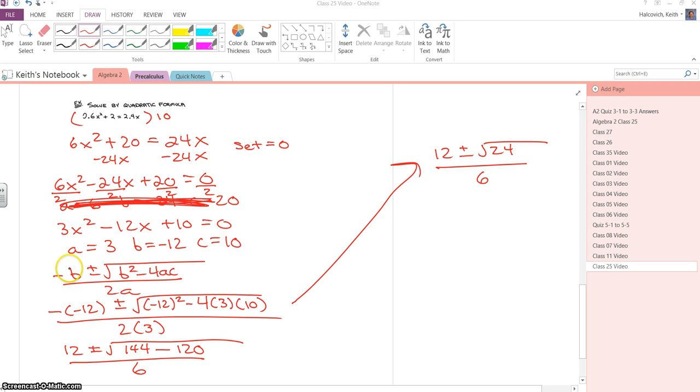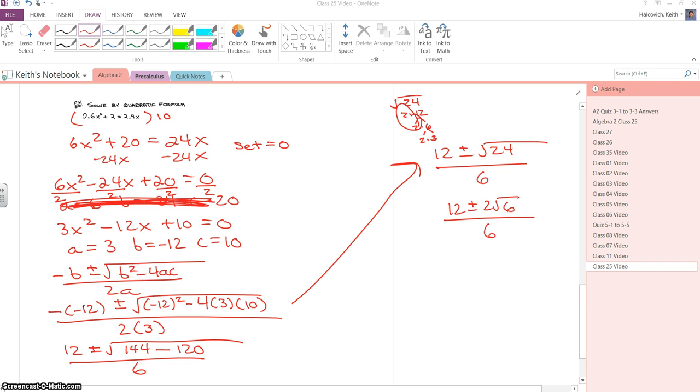Simplifying the square root of 24. Remember the square root of 24, that's 2 times 12, which is 2 times 6, which is 2 times 2 times 3. So you can take out a 2, and you still have 6 left over. So it's 12 plus or minus 2 square root 6 over 6.